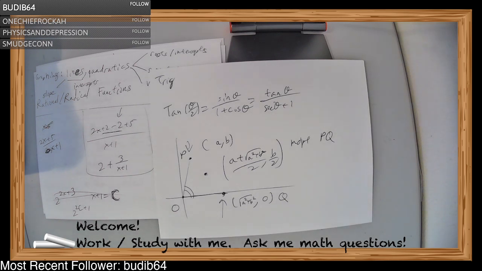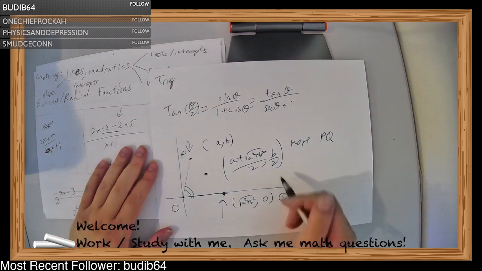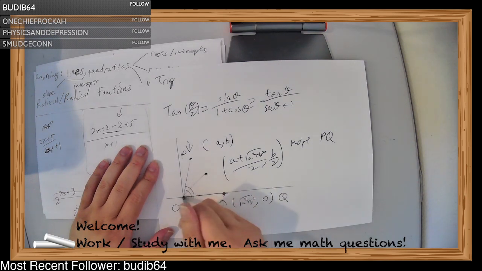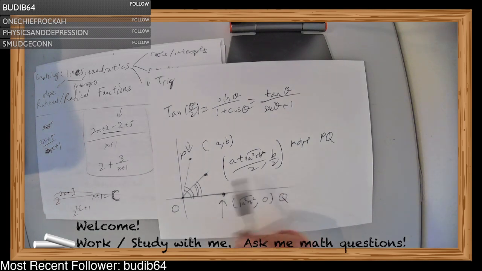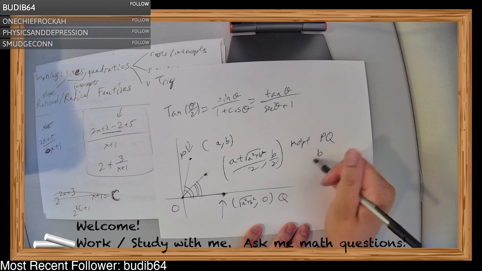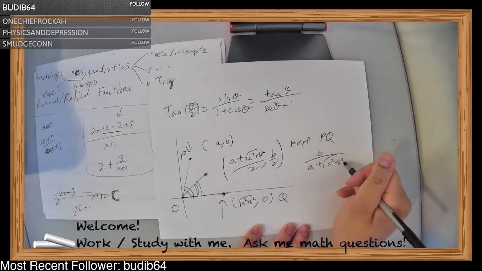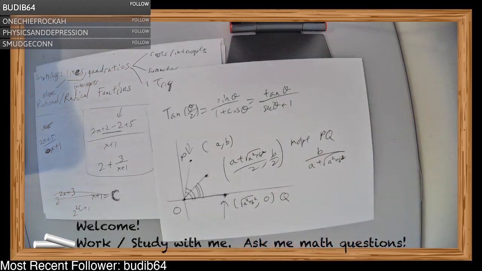All right, so here's where I'm going with this. Tangent of that angle is the same thing as the slope. So the slope is b over a plus square root of a squared plus b squared. The 2's cancel, and we get that. So far, anyway. Okay. All right. What have I done wrong? Hopefully nothing yet.